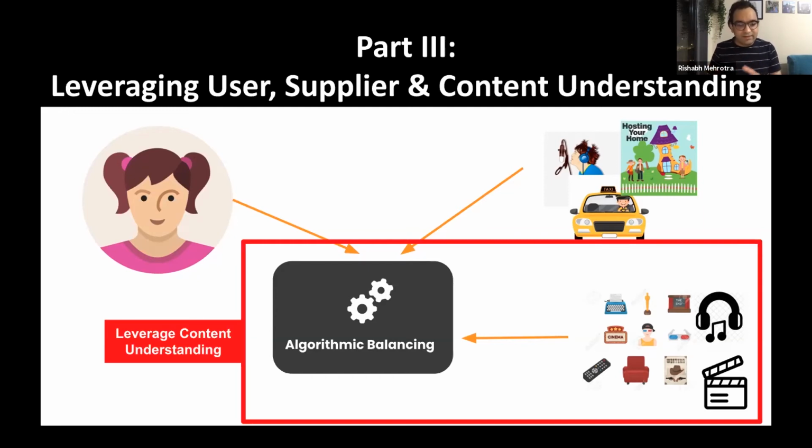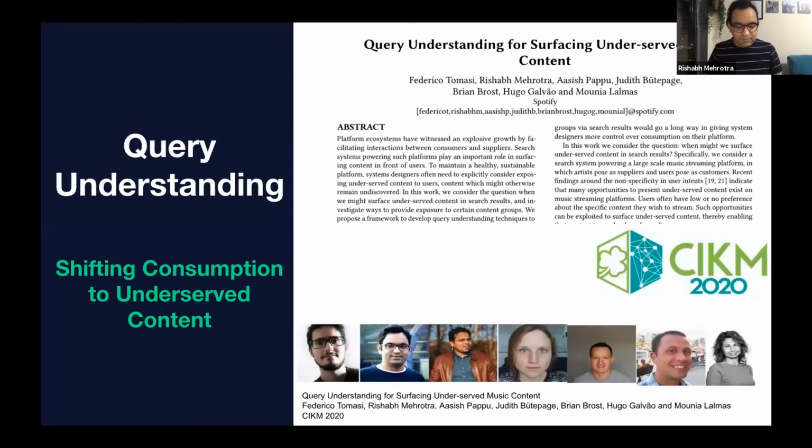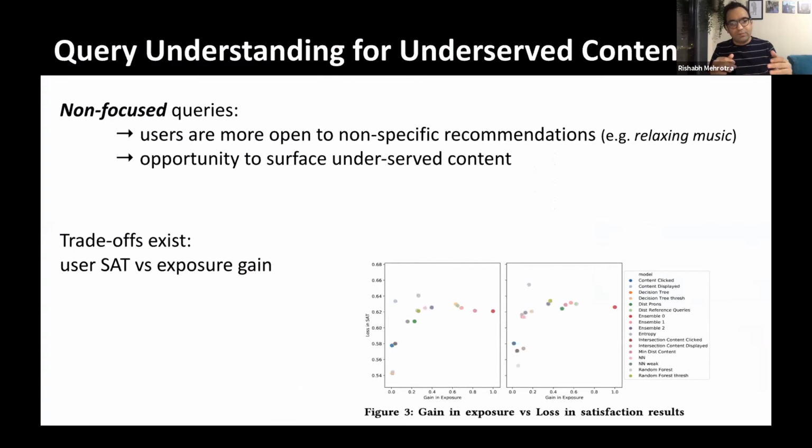How do we leverage content understanding to make better decisions? This is work which we did with the search team, and we tried out this test in May, June this year in partnership with the search team. The goal here was to identify the queries. When you're searching, we create this notion of non-focused queries. Often users are open to non-specific recommendations. If you're looking for Coldplay Paradise, that's a very specific recommendation. Whereas if you search for relaxing music, then we have a lot more ability to influence and go beyond what you might typically listen to.